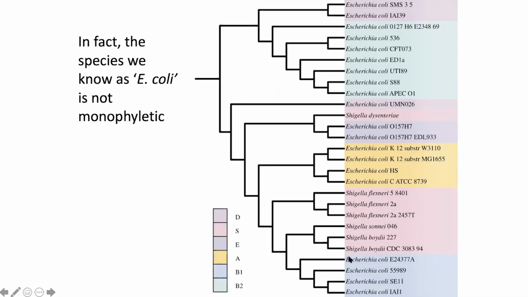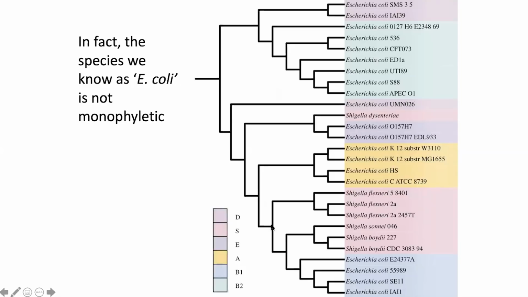So this group of Shigella and this group of E. coli share a common ancestor relatively recently, and this group of E. coli and this group of E. coli share a common ancestor here. So that tells us that actually they're just as different from each other as they are to these Shigella, and that these Shigella and these E. coli are more similar to each other.